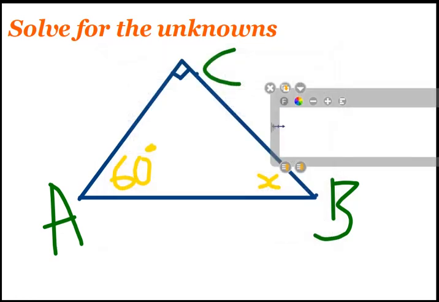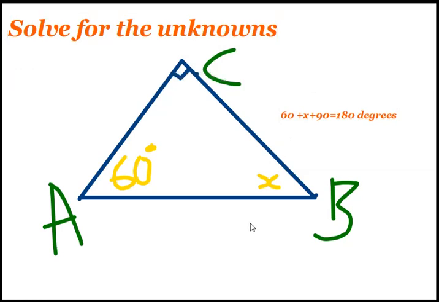So we have that 60 degrees. I'm not going to write the degree symbol because I don't have the symbol at the moment, but it's 60 degrees plus x plus 90 degrees is equal to 180 degrees.